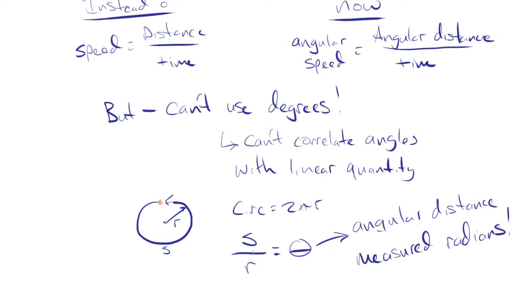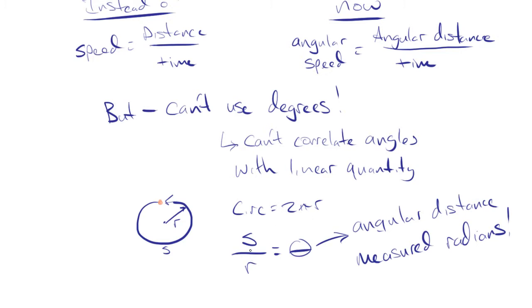Okay, so this is basically the definition of a radian. A radian is the number of radians subtended as an object rotates, equal to the arc length, the length of that rotation, divided by the radius of the circle. That's the definition of a radian.